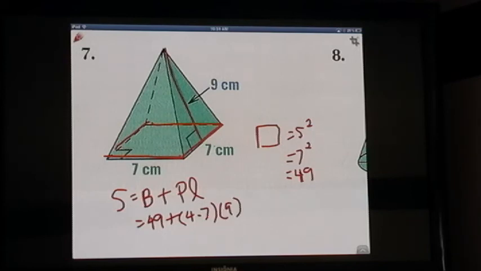So, again, your Texas Instruments calculator will know that it needs to multiply before adding. If in doubt, though, put parentheses around it. And we need to multiply that by 1/2. Okay, so you'll have 49 plus 4 times 7 times 9 times 1/2, or divided by 2. And that will give you 175 centimeters squared.